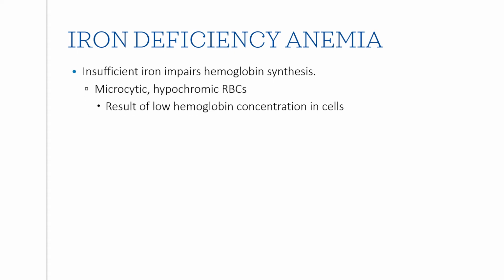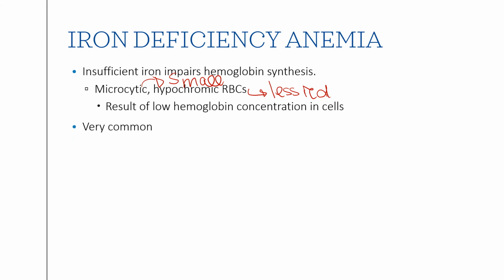Because it's impairing the structural component, which is hemoglobin, red blood cells from iron deficiency anemia are often microcytic and they are hypochromic. Microcytic means that they are small, smaller than your normal red blood cell. Hypochromic means that they are less red, so they don't appear as red as the normal red blood cell. Like I said, because of the iron deficiency, you're going to have low hemoglobin concentration in the cells.